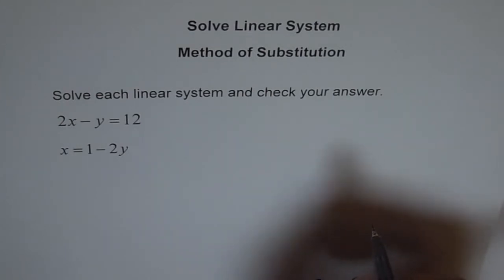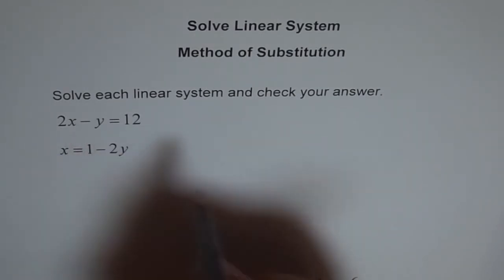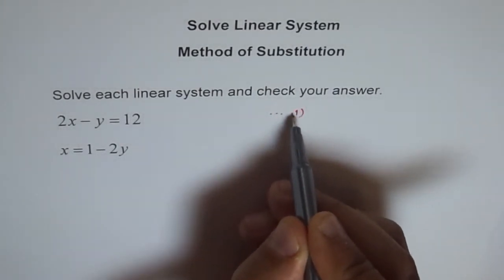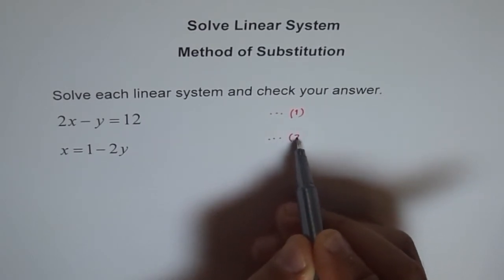The method to be followed is like this. I will appreciate it if you really do all the steps. So the first step is to number your equations so that it becomes easier to communicate. So this is our equation 1. We'll write this as equation 1. And this one is our equation 2. We'll say this is my equation 2.